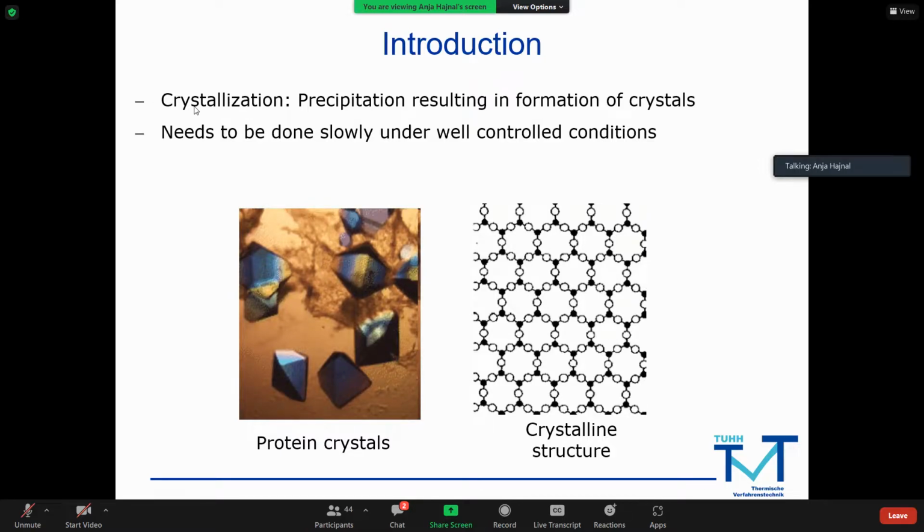So where we already discussed a little bit the crystallization as well. And what we pointed out, that the crystallization is actually a precipitation that results in formation of crystals. And unlike the precipitate, crystals have a very defined structure. And even though the process is very similar, crystallization needs to be done more slowly and under better controlled conditions in order to achieve such structure.